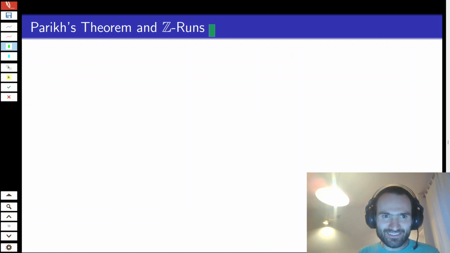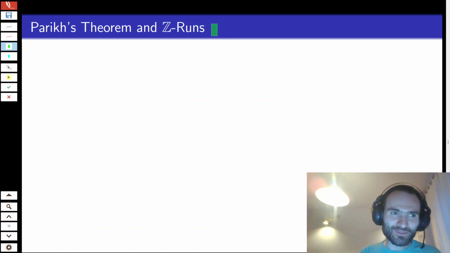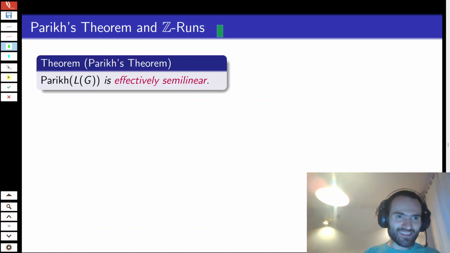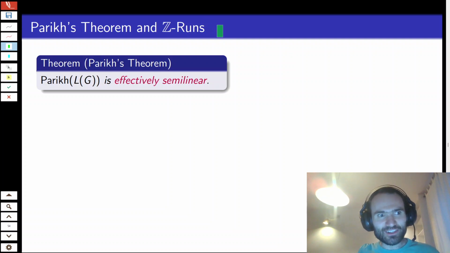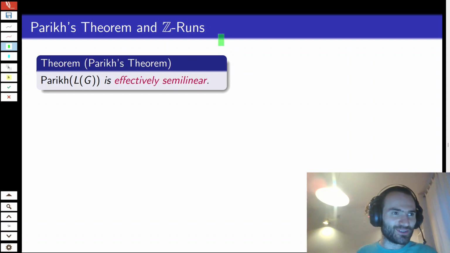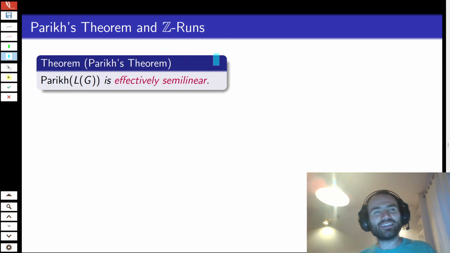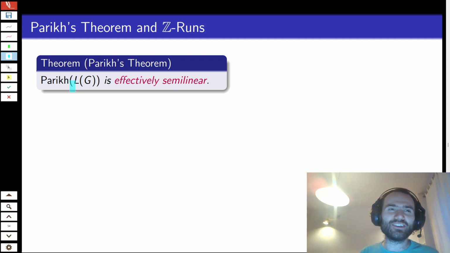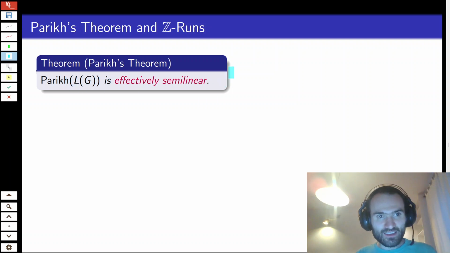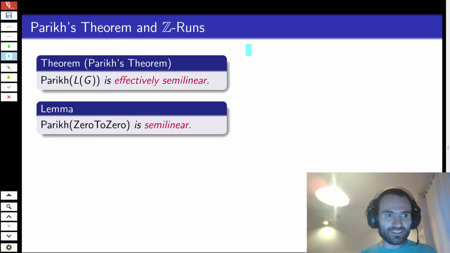So, well, this is going to be our first proof. So let's get started. So how are we going to do this? Well, the first thing we are going to need, the first ingredient, is called Parikh's theorem. Parikh's theorem states that the Parikh image of a context-free language is effectively semi-linear. And then there's a second ingredient we need.